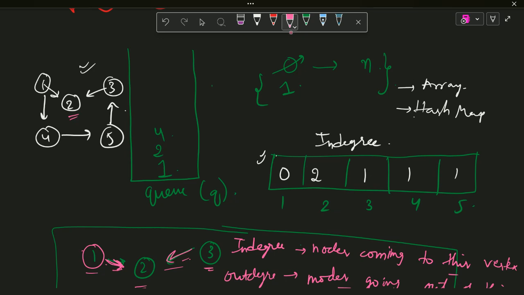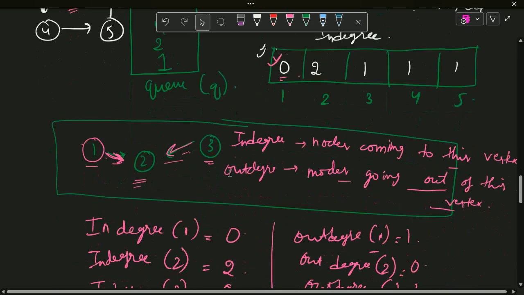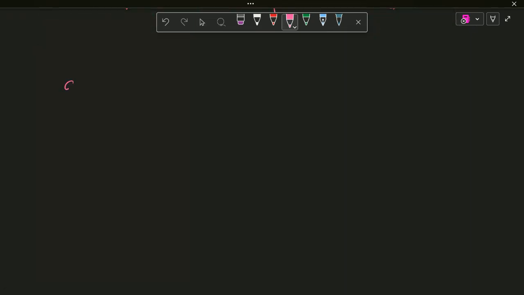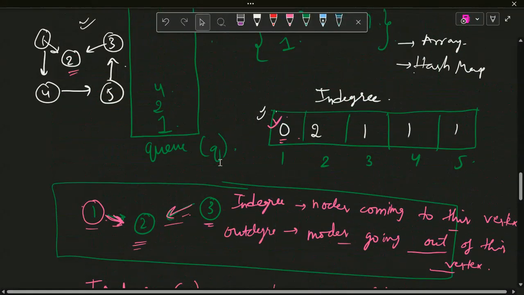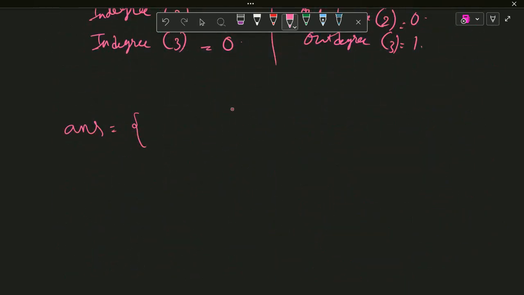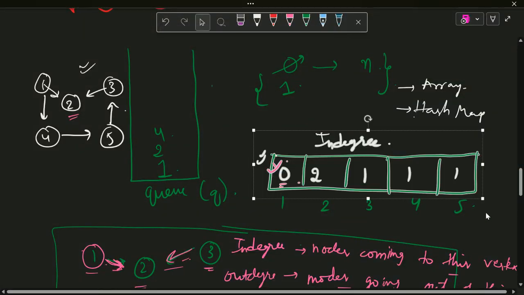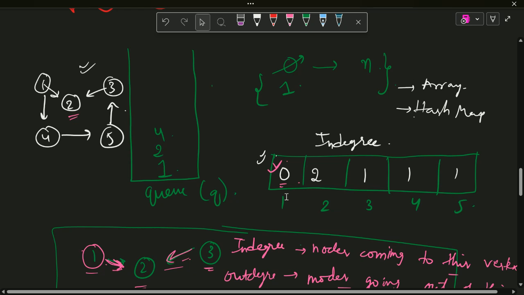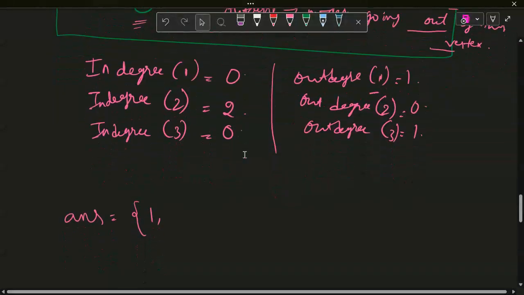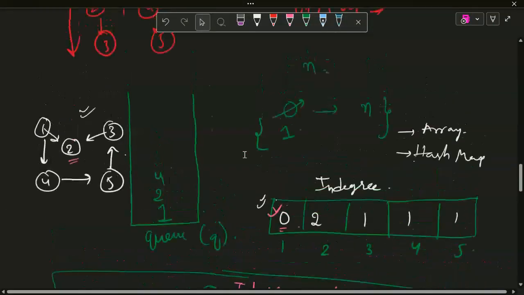What we do is, when the in degree of any element is 0, we keep that in an answer array. When the in degree of any element is 0, we keep track of it; it will be the sorting answer. Now we go through this in degree array. Here we can see that one node, one vertex, has 0 in degree value. So we add it to the answer.